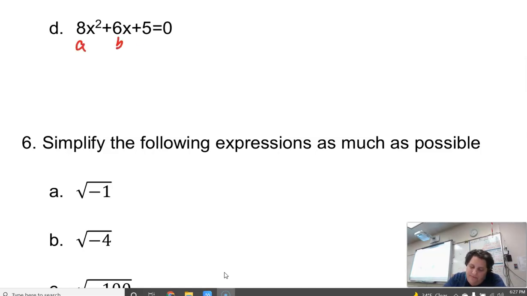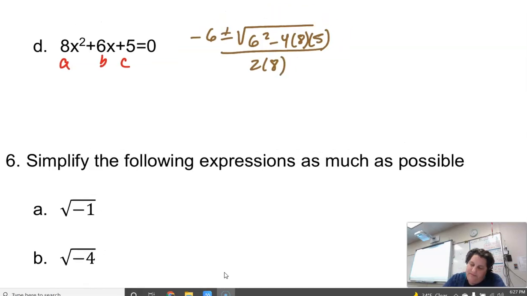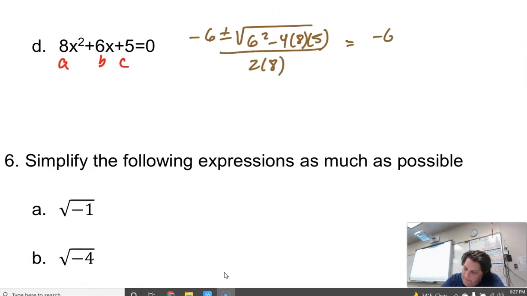Okay, so we have A, B, C. I'm going to go ahead and go negative B plus or minus the square root of B squared minus 4 times 8 times 5, that's 4AC, all over 2A. Okay? Okay, to see what's inside the square root sign, 6 squared is 36. Use my calculator here. Minus 4 times 8 times 5 is 160. And 36 minus 160 is negative 124 all over 16.